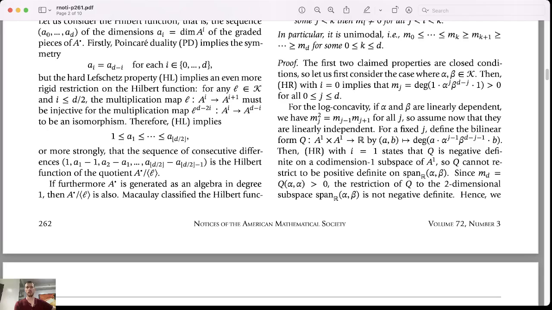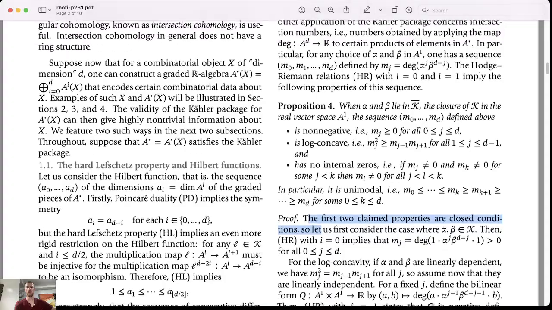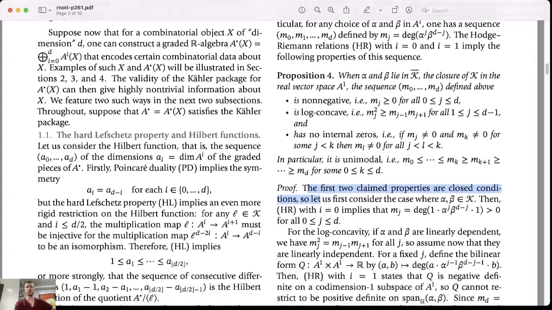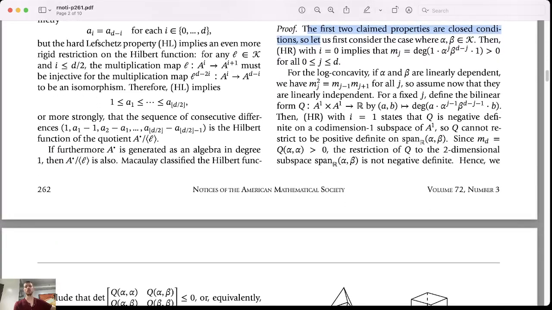Anyway, proof. The first two claimed properties are closed conditions, so let's first consider the case where alpha and beta are in K. Then by the Hodge-Riemann relations, property HR with i equals 0 implies that m_j equals the degree of 1 times alpha^j beta^(d-j) times 1, bigger than 0 for all 0 less than or equal to j less than or equal to d. For the log concavity, if alpha and beta are linearly dependent, we have m_j squared equals m_(j-1) times m_(j+1) for all j, so assume now that they are linearly independent.